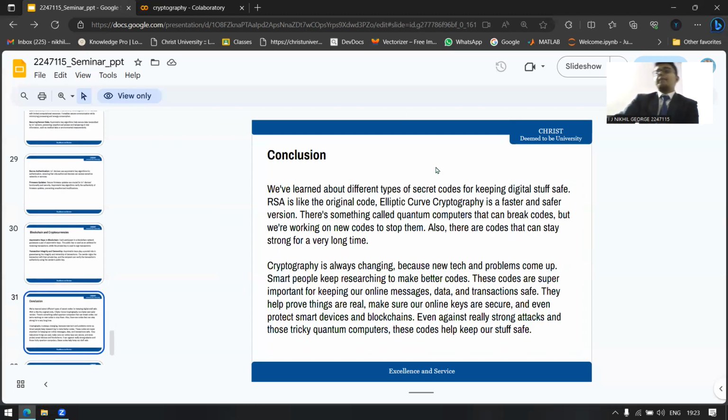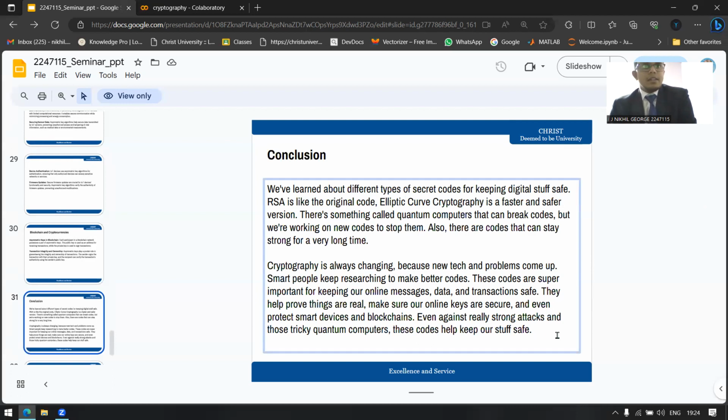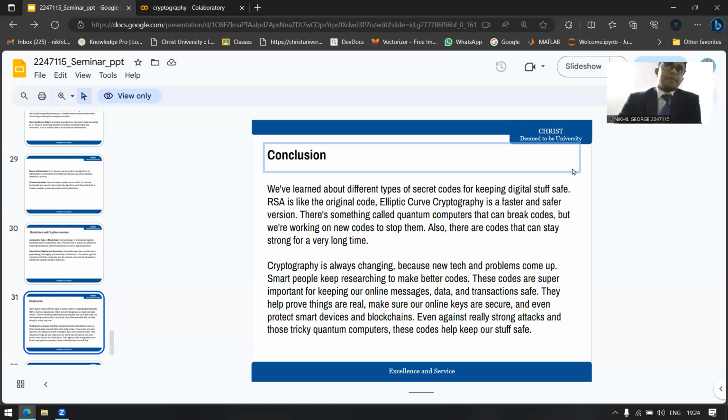So coming to the conclusion of what I have to talk about, in simple words, RSA is the original code. ECC is a faster and safer version. But there's something which has to be done in the post-quantum era, and that is lattice-based keys. These will help you resist quantum attacks, which will be happening in the future, and these can lead to wars.